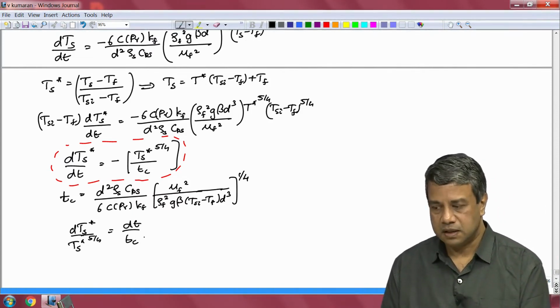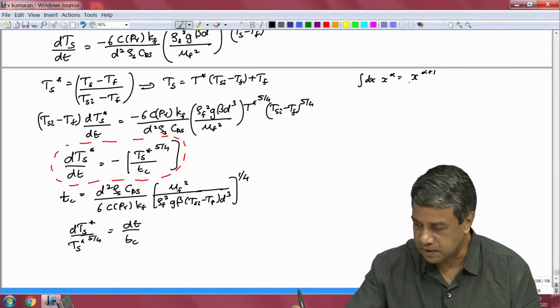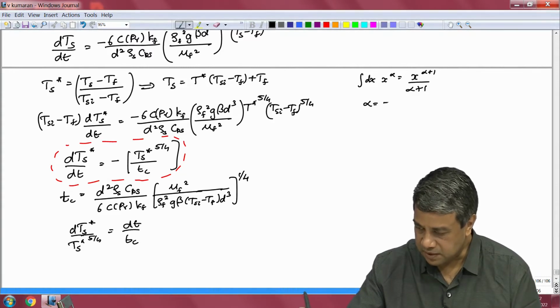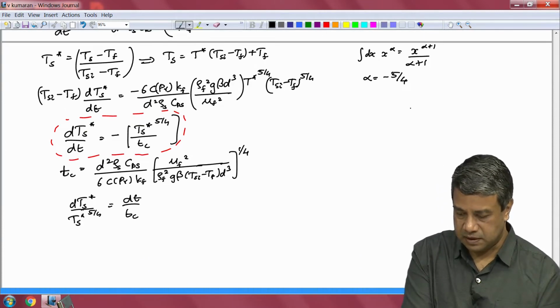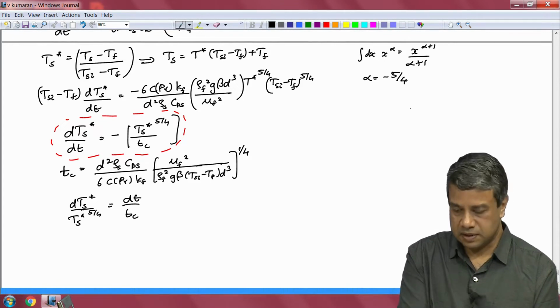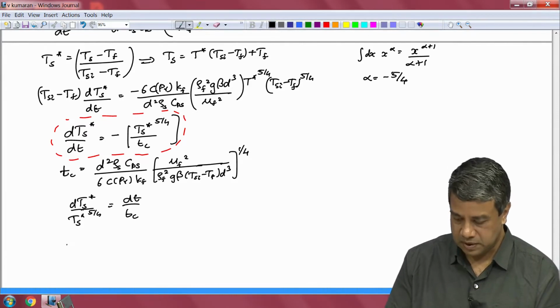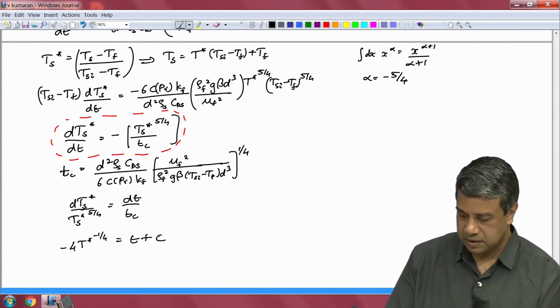And you know that the integral of dx times x power alpha is equal to x power alpha plus 1 by alpha plus 1. In this particular case, alpha is equal to minus 5 by 4. So, that is the expression for the integral. So, alpha plus 1 will be minus 1 by 4, so 1 by alpha plus 1 will be minus 4. You get minus 4 Ts star power minus 1 by 4 is equal to t by Tc plus a constant.